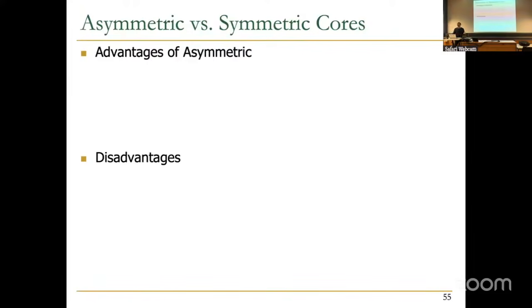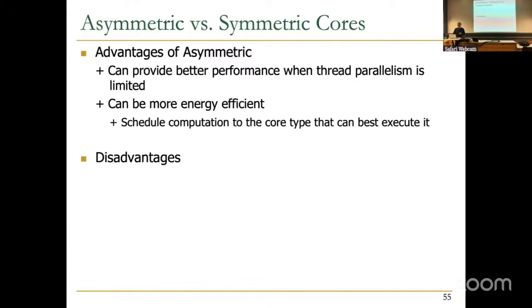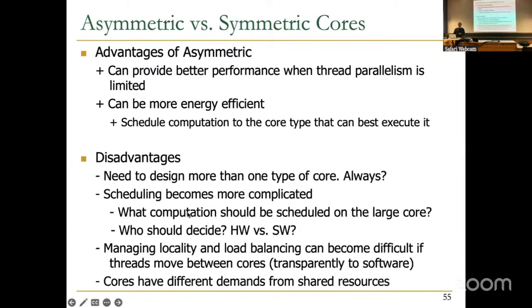Okay, so we've talked about asymmetric and symmetric cores. Let's start wrapping up a little bit. Clearly, if you have asymmetric cores, you can provide better performance when thread parallelism is limited. You can be more energy efficient also at the same time. Disadvantages, of course, more complexity. Basically, I think we've kind of seen this earlier, but you need more complexity.